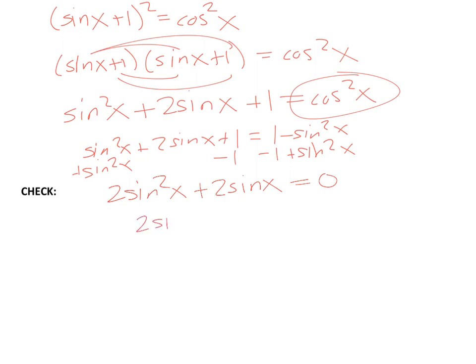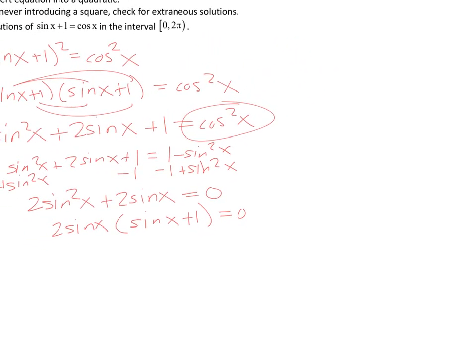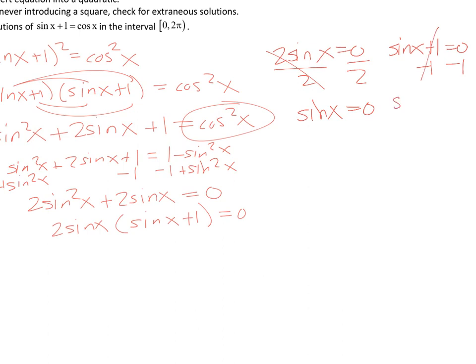Then we have 2 sine of x. Then I have sine of x plus 1 is equal to 0. Okay, so now I can do a little work on the side here. Set both of my factors equal to 0. Sine of x is equal to 0.